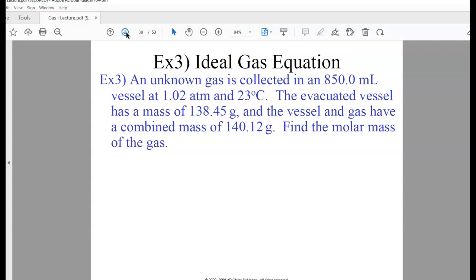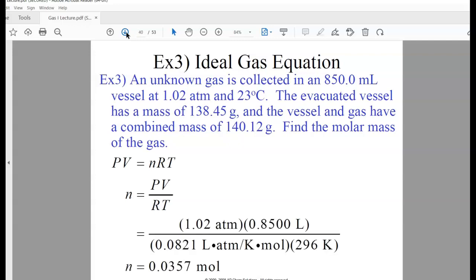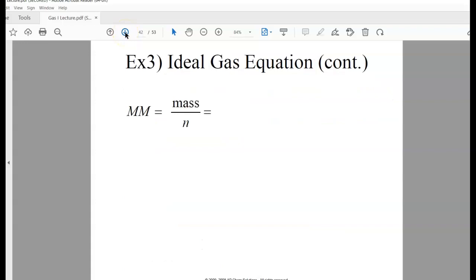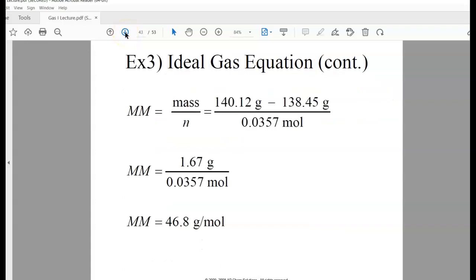Well, if you know the number of grams of gas, and you know the number of moles, grams divided by moles gives you the molar mass. And that's exactly what you need to do. You need to find the number of moles, and then once you have that, you subtract 140.12 minus 138.45 to get the number of grams, and grams divided by moles is going to give you your molar mass.